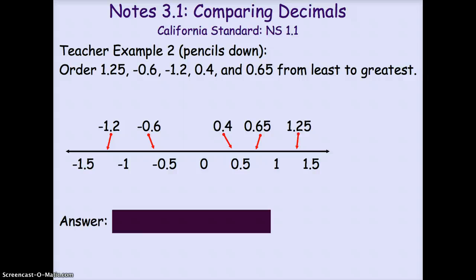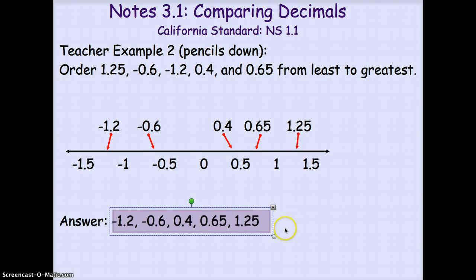Now that I have the numbers on the number line, I know that this is the order the numbers are going to be from least to greatest. So -1 and 2/10ths, -6/10ths, 4/10ths, 65/100ths, and 1 and 25/100ths.